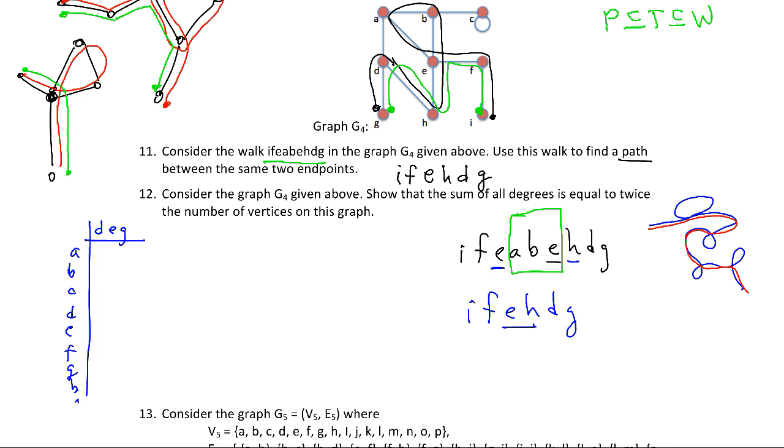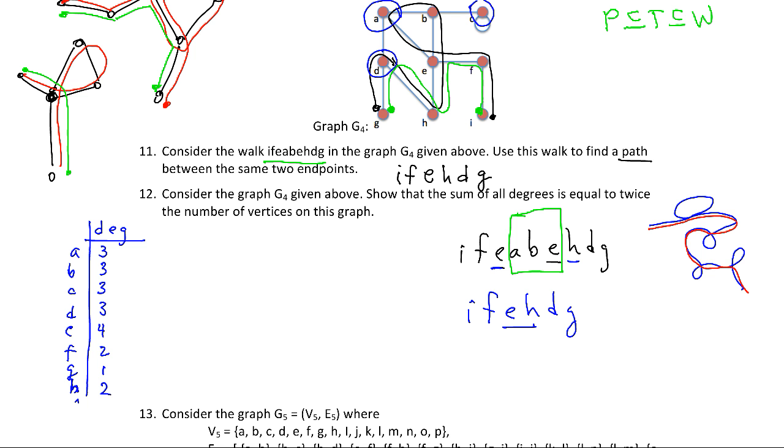A has degree 3. Basically, I'm going to make a little loop around A and see how many edges it crosses. 3. B is 3. C is 1, 2, 3 for C also. Each loop counts as 2 when adding up the degree of that vertex. D is 3. E is 1, 2, 3, 4. Highly connected. F is 2. G is 1. H, if I can draw it right here, is 2.